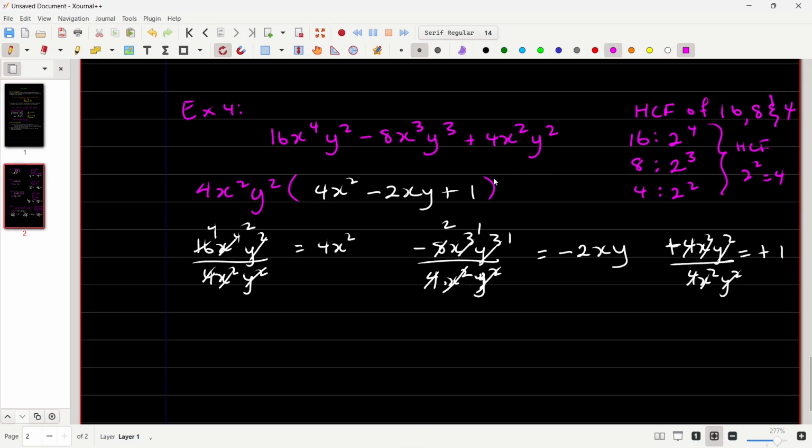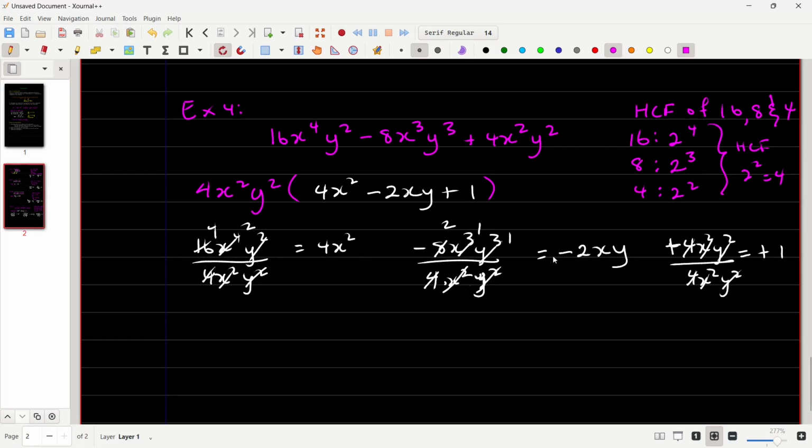Now, most of the time, these steps are done mentally. After a while, you can start seeing what the highest factor of a number is. So this is usually done mentally after a while. If you can't do it mentally, then you can go ahead and write it in. After that, this step is usually also done mentally.